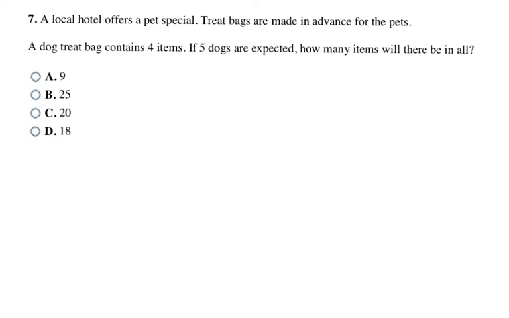A local hotel offers a pet special. Treat bags are made in advance for the pets. A dog treat bag contains 4 items. If 4 dogs are expected, how many items will there be in all? So here I have 4 items in a treat bag and 5 total dogs, and each one will get 1 treat bag. So because I said each, that means I'm probably going to be multiplying. And so 5 times 4 here is going to be 20. And that makes sense. If there's 5 bags and each one has 4 in it, that's going to be about 20 items. That makes sense. So my final answer here is going to be C, 20.